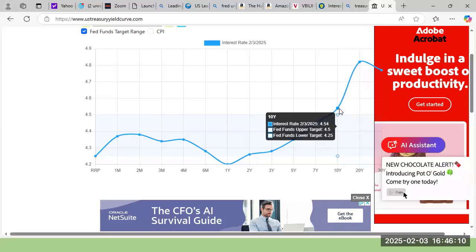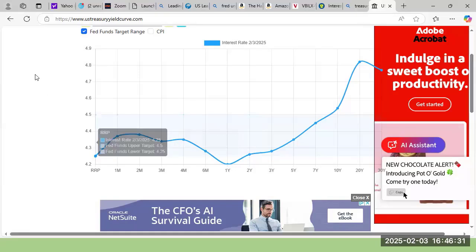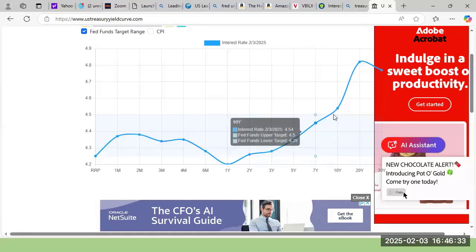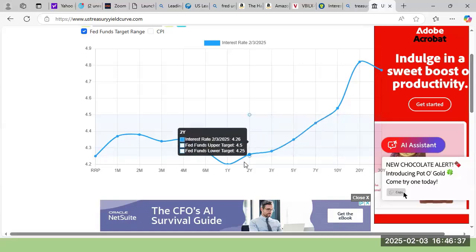Right now, we've got 4.54 versus 4.26. It's only 28 different. So it's normally 70 different. Now it's only 28. So it's actually a fairly flat yield curve right now. It's not particularly steep. It looks steep, but that's because the axis is really narrow. All right. So let's see if I remember what I just said. The 10 versus the 2 is normally what? 70. Today it's 28. So it's pretty flat.